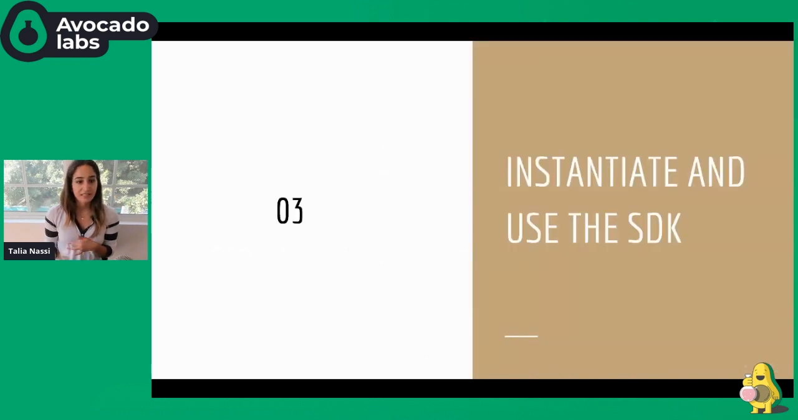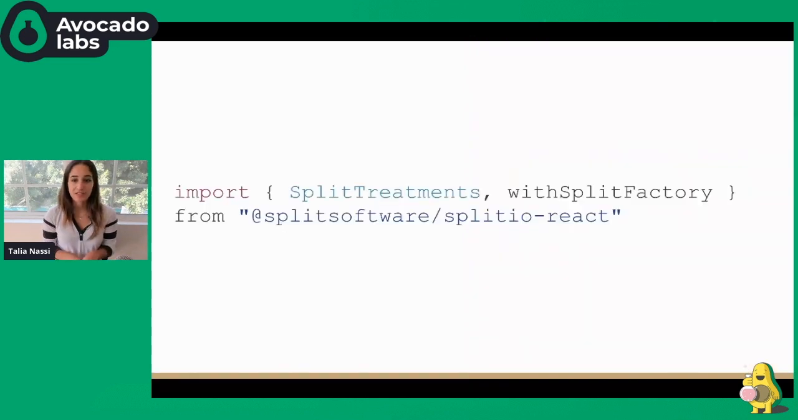And now we're going to instantiate and use the SDK. So this is the fun part. So the first thing you need to do is import the JavaScript SDK. And at the top of your component, you want to import SplitTreatments and withSplitFactory from Split. So SplitTreatments is a React component that performs feature evaluation. And we're going to use this in our render function.